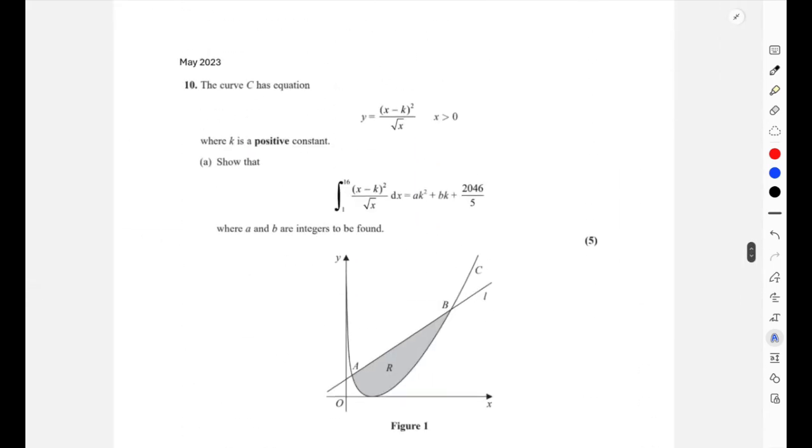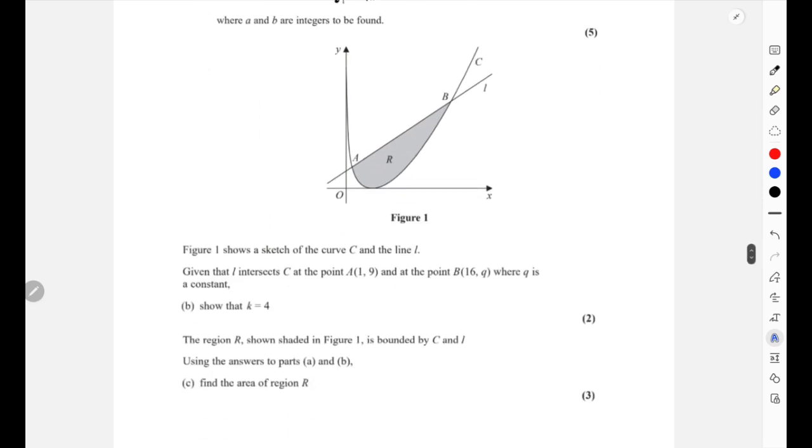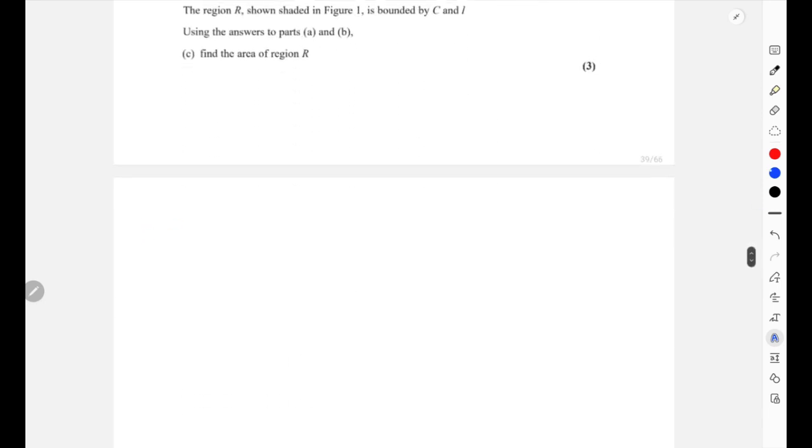So let's start. I think it was root x, sorry. So now over here, I will first break down that numerator using the formula of a minus b whole square. So this is going to be x square minus 2kx plus k square, divided by root x.